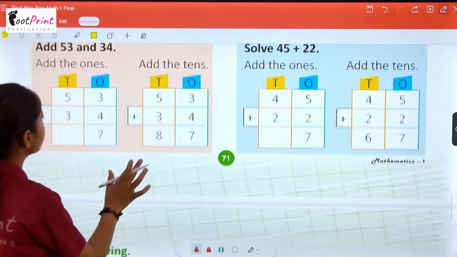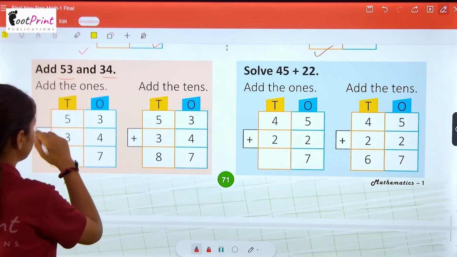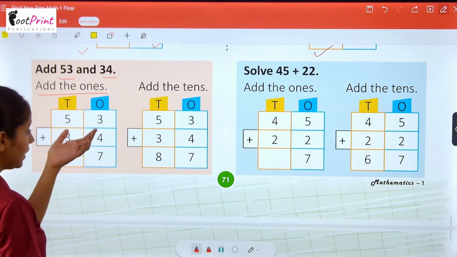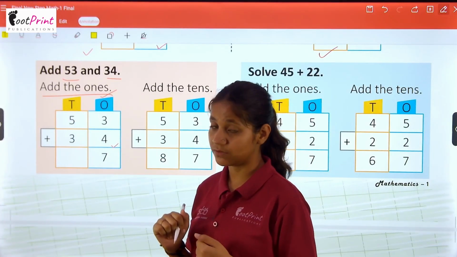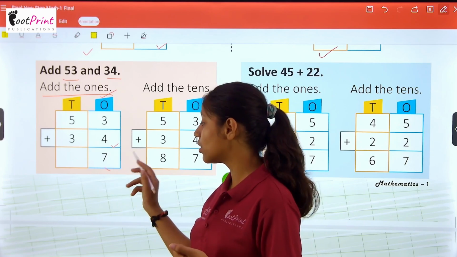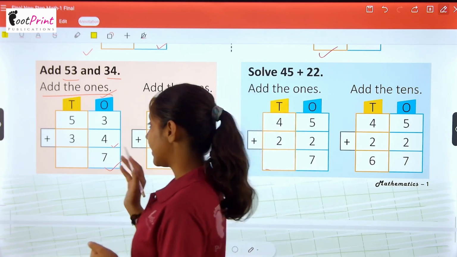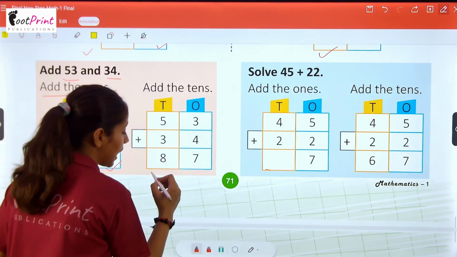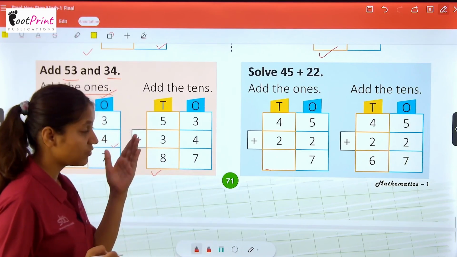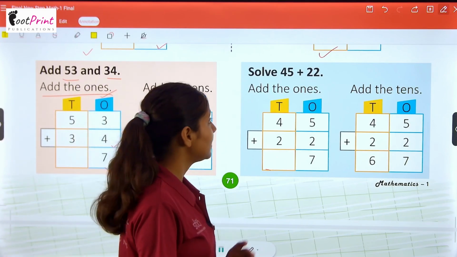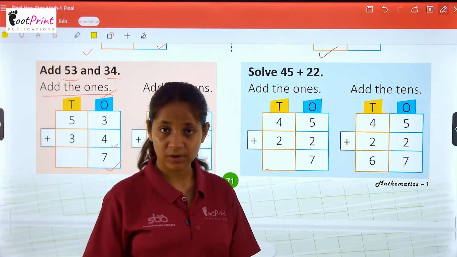Now add 53 and 34. Add the ones. So here is 4 and 3. When we add 4 and 3, we get the sum of 7. Now adding the tens, 5 plus 3 is 8. So the answer is 87. 87 is the sum of these particular 2-digit numbers. Similarly, you have to do this by yourself.